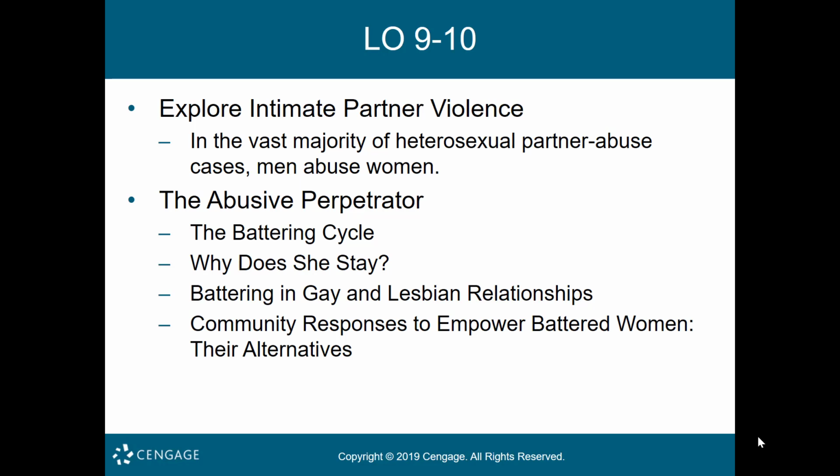There are three basic phases that tend to characterize battery in an intimate relationship. In the first phase, stress and tension build up. The woman tries to make things okay and avoid confrontations. There may be a few minor abusive incidents.